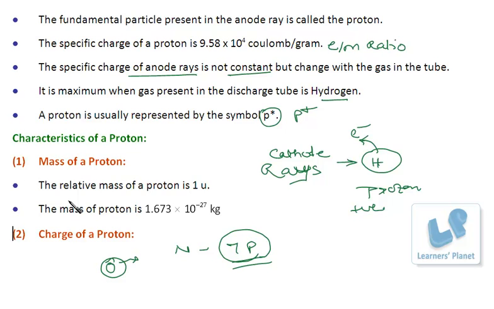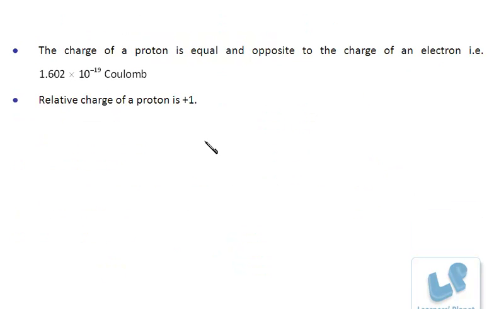The mass of a proton. The relative mass of a proton is 1 unit, and the actual mass of the proton is 1.673 × 10^-27 kg. And what is the charge on the proton? The charge on the proton is 1.6 × 10^-19 coulombs, and that is the positive charge. The charge of a proton is equal and opposite to the charge of an electron, 1.602 × 10^-19 coulombs, and it has a relative charge of +1.